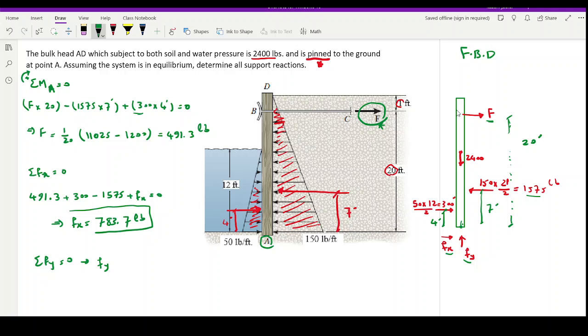We calculated this, and if you write sigma Fy is 0, it's very simple because we have just one force in the vertical direction and it's 2400. That means that Fy is just 2400 pounds. So you calculated all three support reactions that you needed.